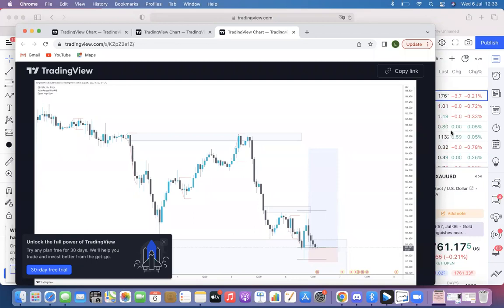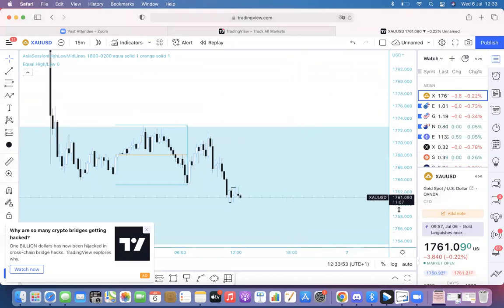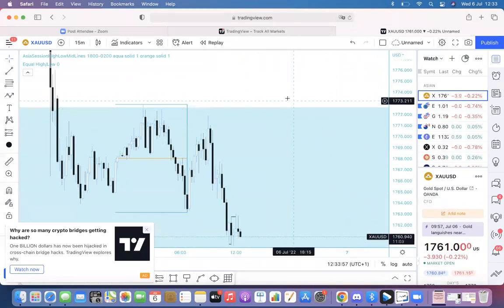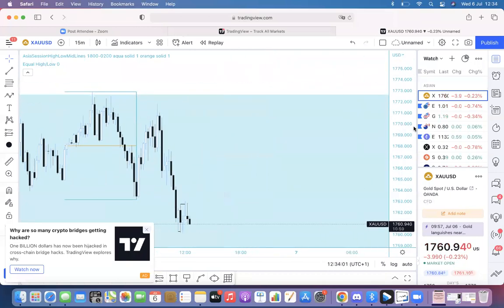Could you please give a tip on how many pips the stop loss should be on an order block? It depends. It depends how big the order block is. It depends on the confirmation. It just depends. Every setup is different. And gold here is dropping also.